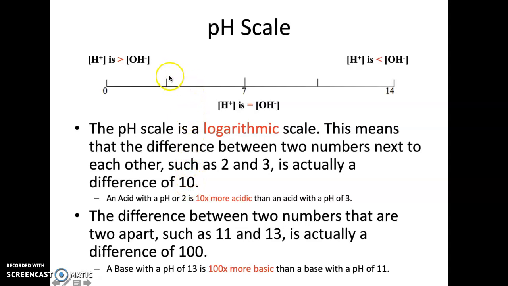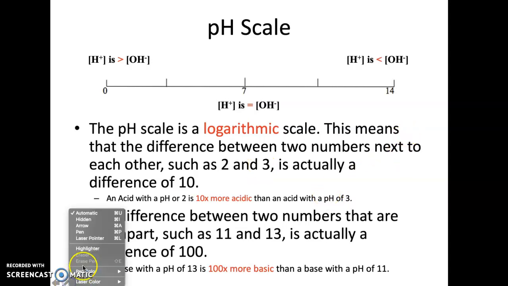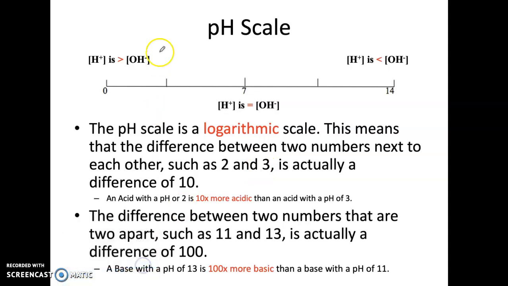So if, say, right here, it was 2 molar, if I went that way, it would be 20 molar, 200 molar, and so forth. Every number I went down, times 10. So this direction is 10 times more acidic, that direction 10 times more basic for every number you change. Similarly, if I had a base at 11 versus 13, a base at 13 is 10 times 10, or 100 times more basic than a pH of 11. Is that the most important thing in the world? No. You should understand this principle pretty significantly, though.